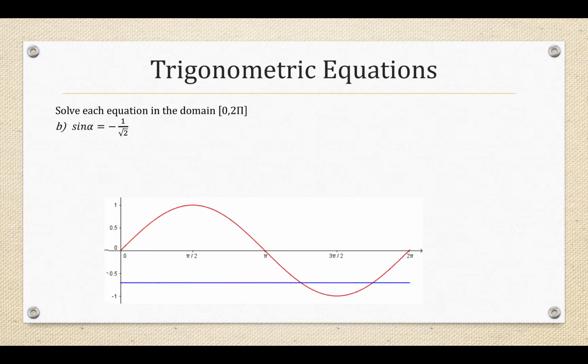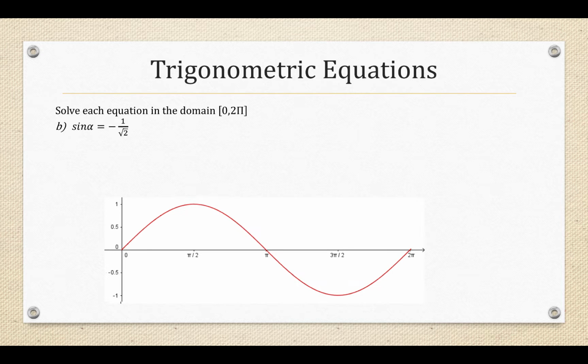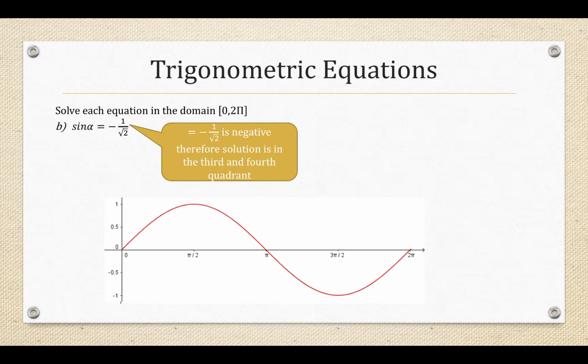On our next question, we're asked to solve each equation in the domain from 0 to 2 pi. Our question is to solve for alpha, where we have sine alpha is equal to -1 over the square root of 2. If we look at the sine curve as shown below, we can see that the negative solutions are going to be in both the third and fourth quadrant.